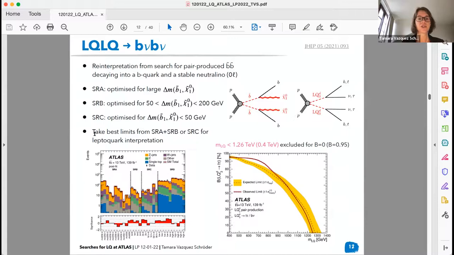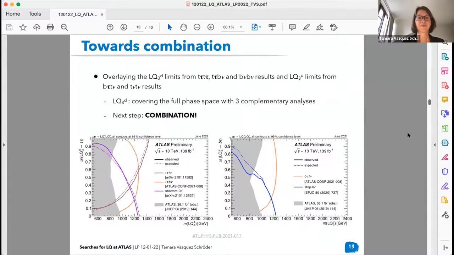There are three signal regions defined here based on the different ranges that it targets on the splitting of mass between the slepton and the neutralino. And for the LeptonPhoton interpretation, we take the best limits of the sum of A and B or C. Nothing is observed here either. So LeptonPhoton masses are excluded below 1.26 TeV for B equals 0 and 0.4 TeV for B equals 0.95.